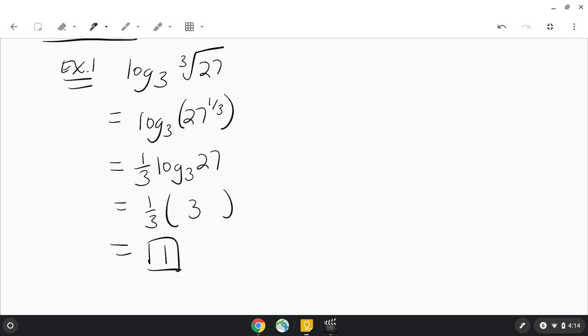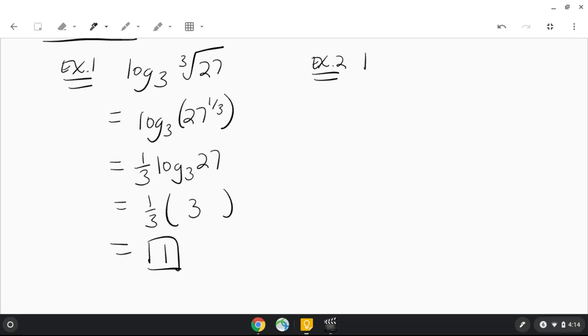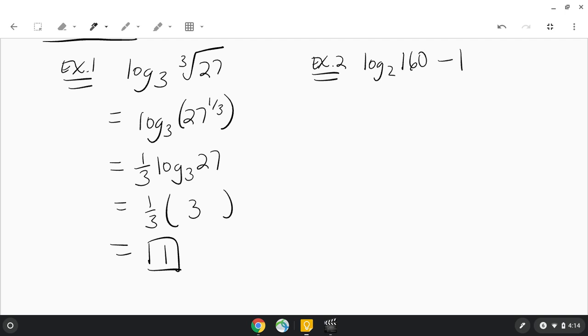Let's take a look at another example. Suppose that I have this log base 2 of 160 minus log base 2 of 5. Even if we could do this in our heads, well, log base 2 of 5, 2 to what power is 5? It's going to be a decimal number, so that would be tricky to do in your head. So let's go ahead and use our laws here.